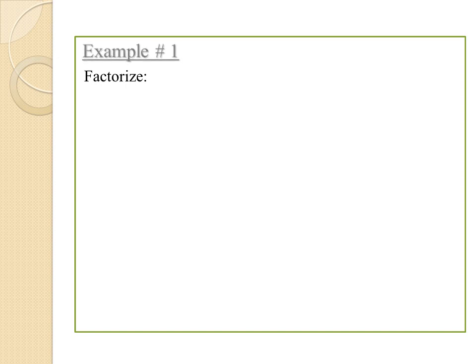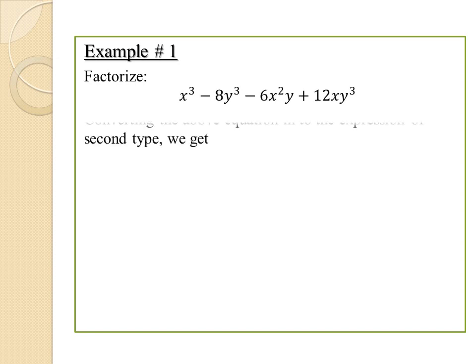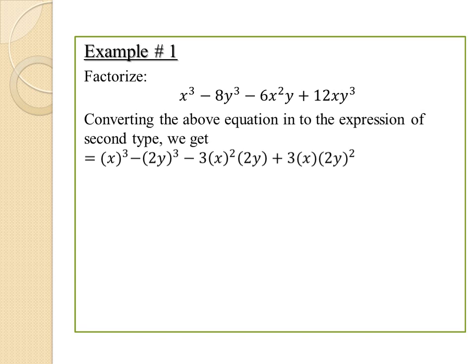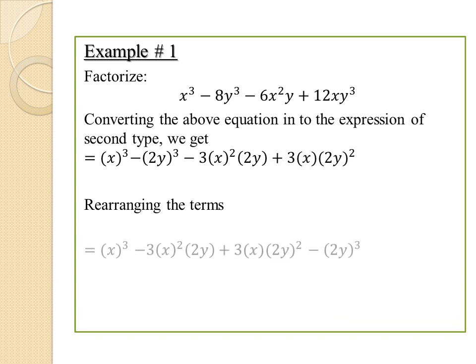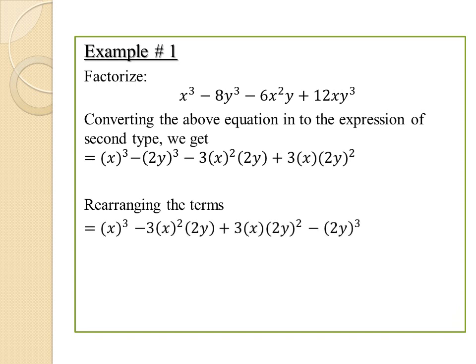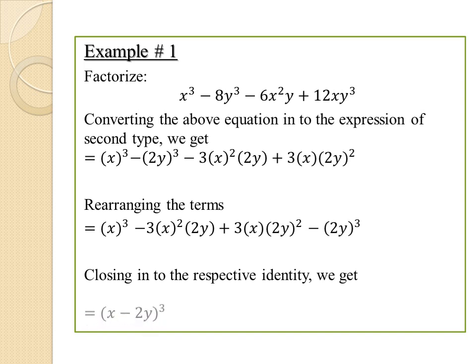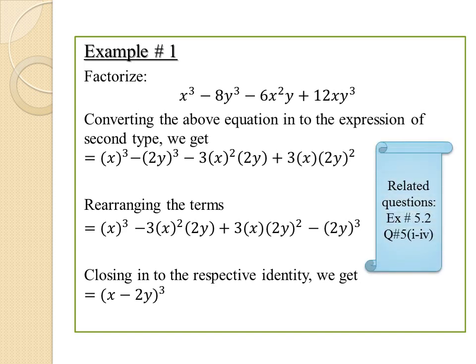To clear the concept of the previous slide, I am going to solve example number 1, which is factorize x cube minus 8y cube minus 6x square y plus 12xy square. Converting the above equation into the expression of the second type, we will get this expression, and then rearranging the terms, we will have this expression. Now, closing the following expression into the respective identity, we will get x minus 2y whole cube. Now the questions related to this type are question number 5, part 1 to part 4 of exercise 5.2.